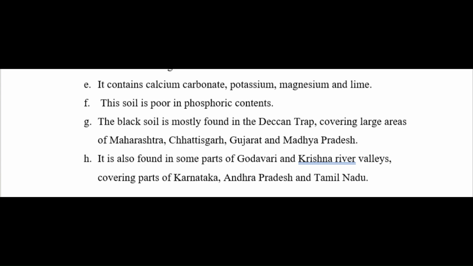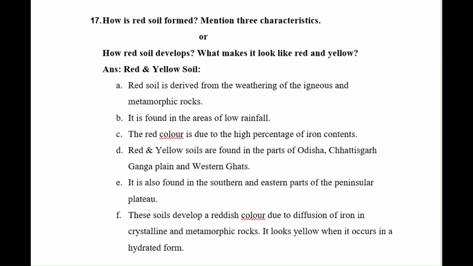17. How is red soil formed? Mention 3 characteristics. Or, how does red soil develop? What makes it look red and yellow? Answer. Red and yellow soil. A. Red soil is derived from the weathering of the igneous and metamorphic rocks. B. It is found in the areas of low rainfall. C. The red color is due to the high percentage of iron contents.